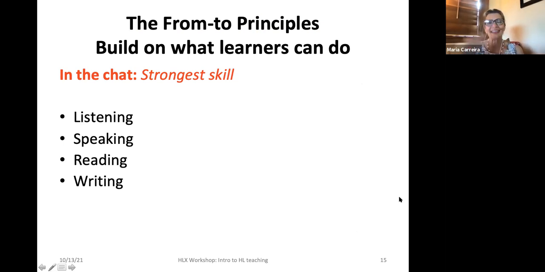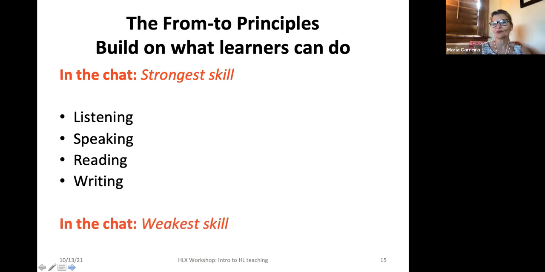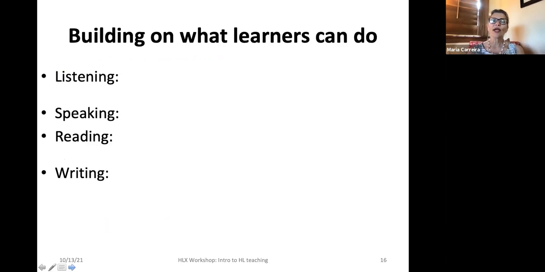Okay, I'm seeing that everybody knows this. Exactly. Listening is the strongest. And now let's have you write the weakest skill. Correct. Almost everybody's writing. Although speaking, somebody wrote speaking can be a weak skill depending on the proficiency level we are talking about. Right? Okay, so now you got the idea of the from-to principles.